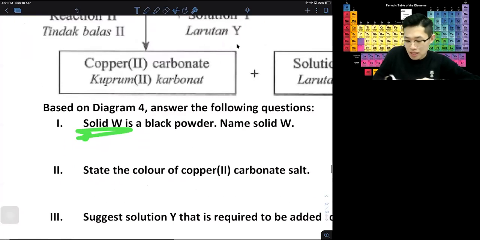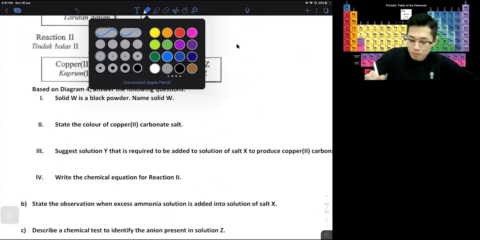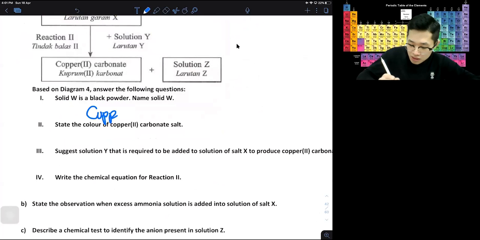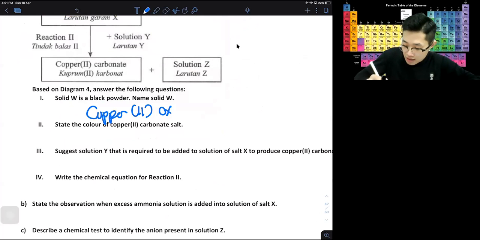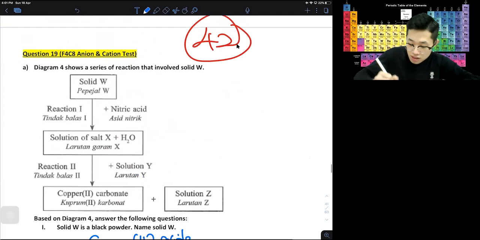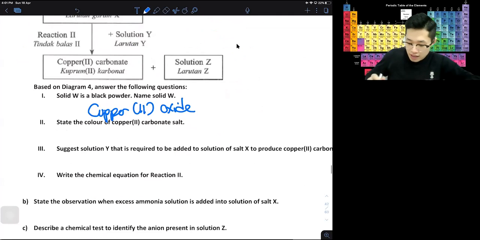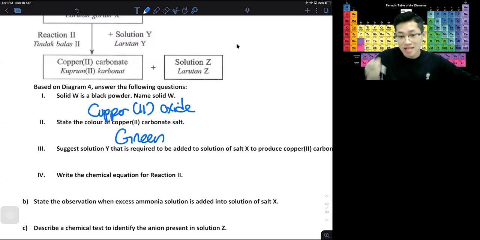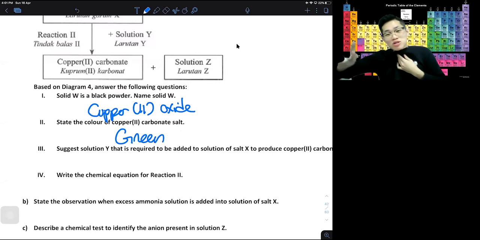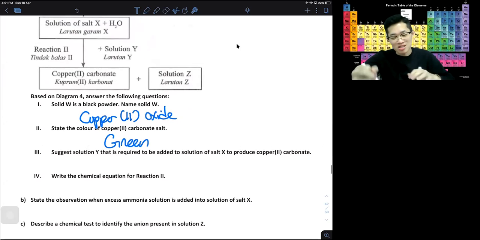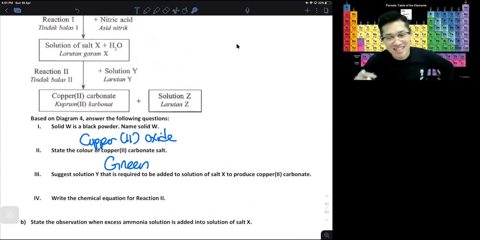Solid W is a black powder. Black, confirm copper 2 oxide, so CuO. And then state the color of copper 2 carbonate. Copper 2 carbonate is the one we went through earlier, it is green. Yeah, only one student said blue.